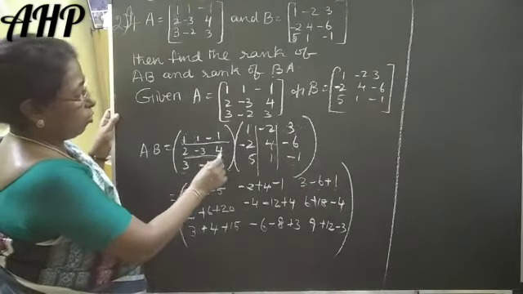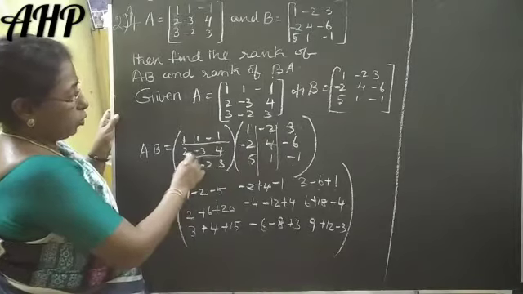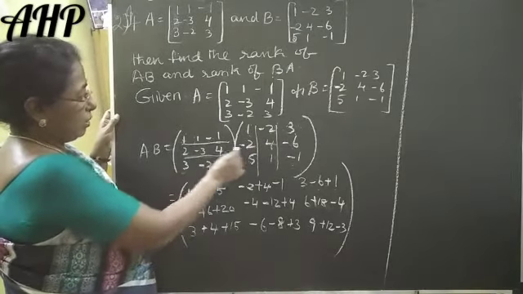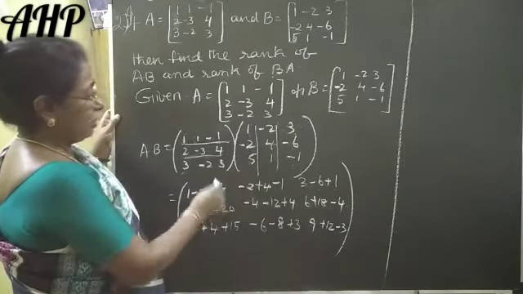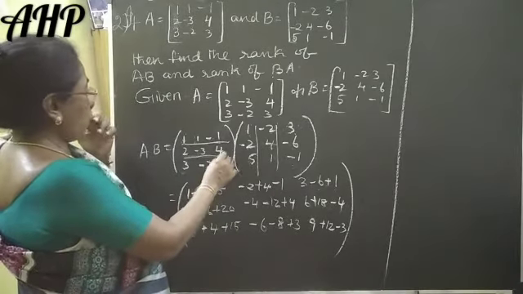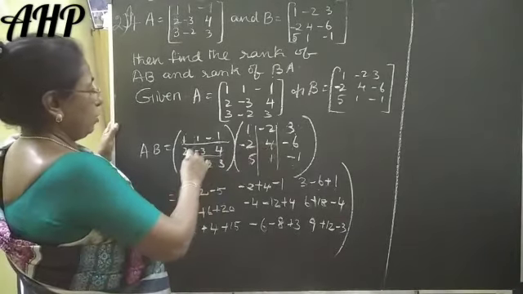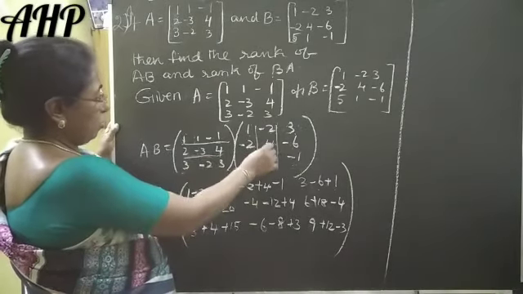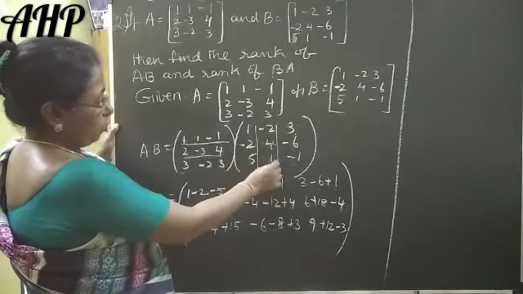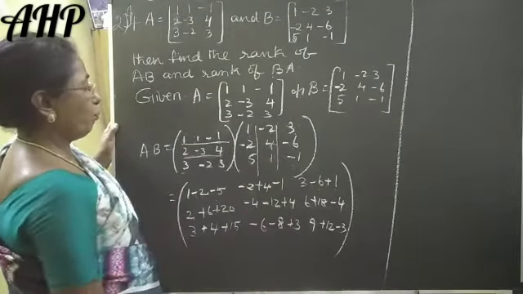Similarly, the second row with the first column. 2 into 1 gives you 2. Minus 3 into minus 2, plus 6. Plus 4 into 5, 20. Second row with the second column: 2 into minus 2, minus 4, minus 3 into 4, minus 12, 4 into 1 gives you 4.